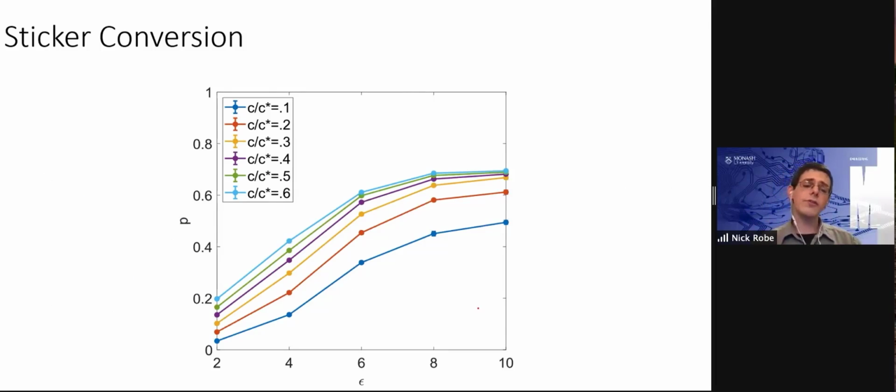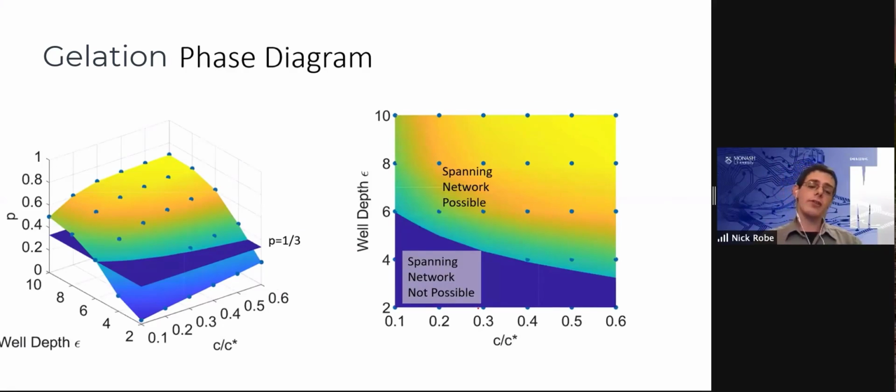So that sticker conversion rate here depends on the sticker strength and concentration monotonically, obviously, with stronger stickers and higher concentration increasing the conversion. We can expand these curves onto a surface and show that surface of P = 1/3, that should be our transition between gel system and not a gel. I've drawn points here representing our actual simulation data, and then I've interpolated a curve between them. And then we can look at that surface from the top down, and you can see this sort of empirical schematic of where the gel transition should be.